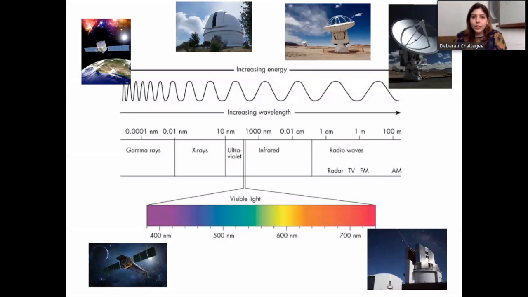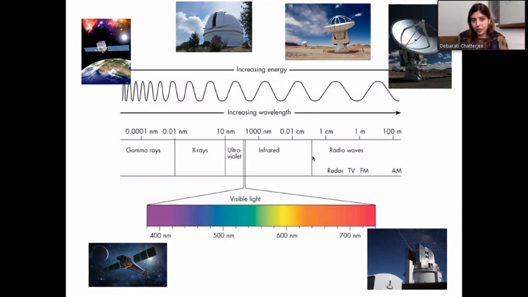Jocelyn Bell monitored neutron stars with a radio telescope. But now, since 1967, we have advanced in technology and we have at our disposal a large number of ground-based and space-based telescopes which scan the sky throughout the electromagnetic spectrum. So you can see that visible light is actually a very small portion of the entire electromagnetic spectrum. And we are lucky actually that neutron stars are observable throughout the electromagnetic spectrum.